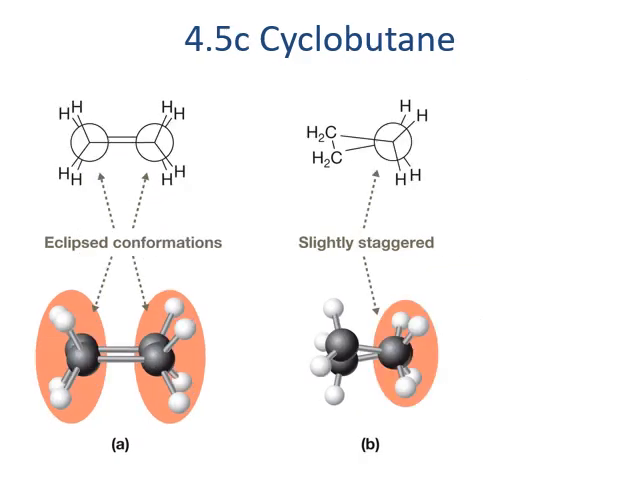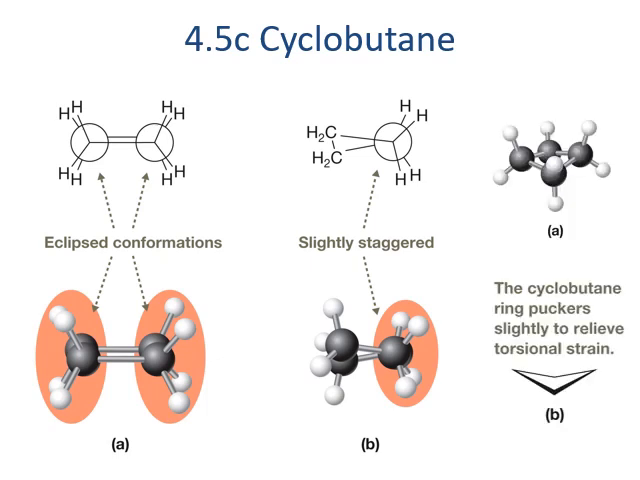Cyclobutane already has significant angle strain. Its angles are 90 degrees instead of 109.5, but it still needs to relieve torsional strain from the eclipsing hydrogens. Cyclobutane ends up taking on a very slight pucker to reduce most of the torsional strain, but it still has a lot of angle strain.